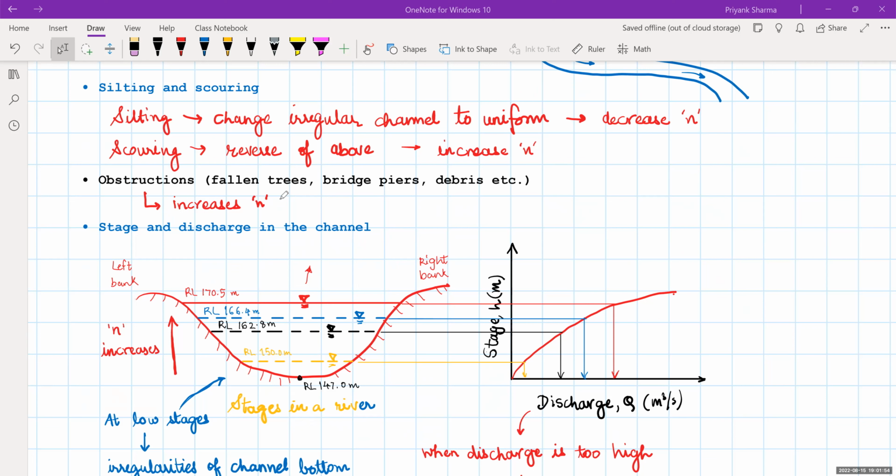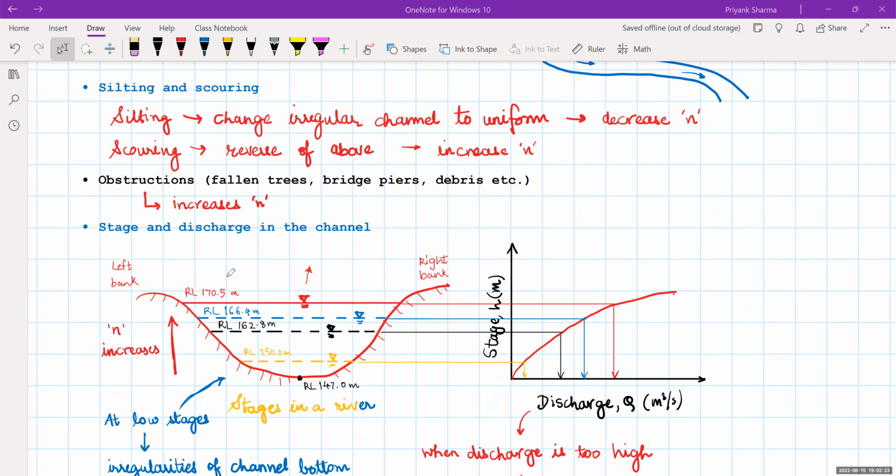Now again, the Manning's n is a factor of stage and discharge in a channel. So let us understand what is stage. You are very well aware of the depth. So let us say this is your depth y. To that y, if I add a datum, that becomes your stage. So stage is with reference to the mean sea level. So that is stage.